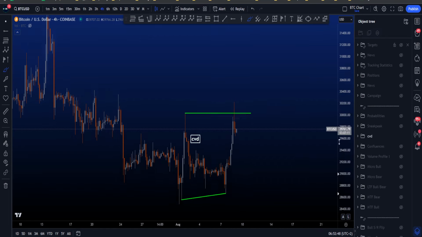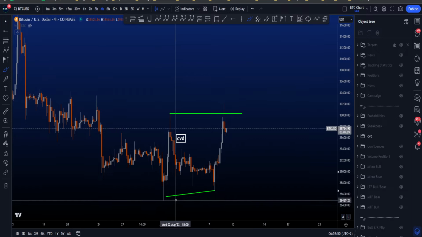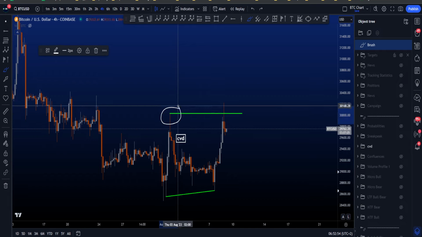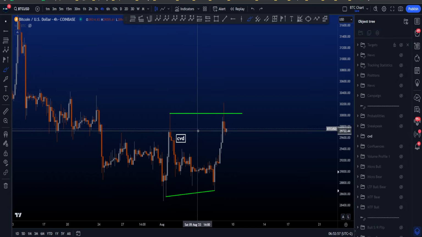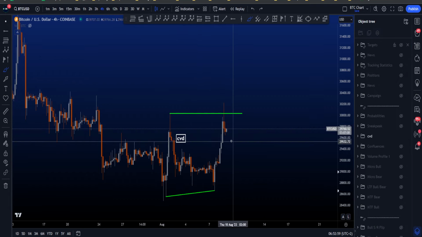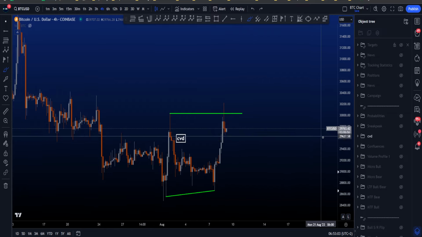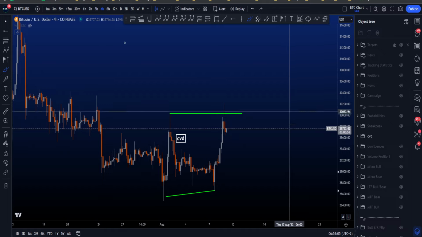If we look at the CVD divergences, well, this one now played out. Brilliant. Higher low on price, lower low on the CVD. Target was this high. It's been neutralized. We don't have any local CVD divergences. We've got to wait for those. But this is brilliant. CVD is so powerful. Make sure to please check out for yourself the video in the end screen to learn more about CVD.